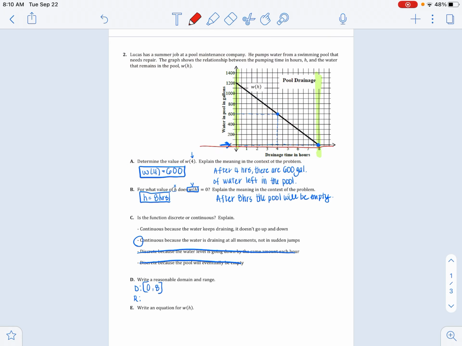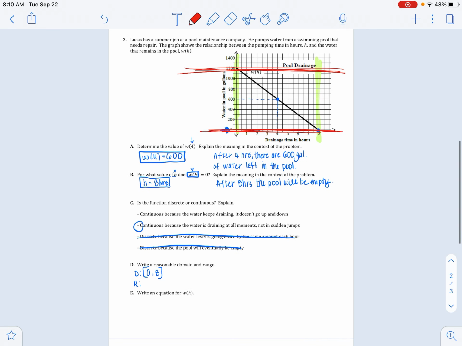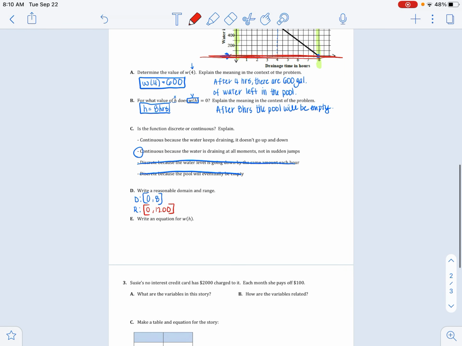For my range, all possible y values, the lowest y value to the highest y value. Always lowest to highest. So 0 to 1200. And 0 is a possibility, and so is 1200. So brackets on both. Write an equation for W of H. So W of H equals.